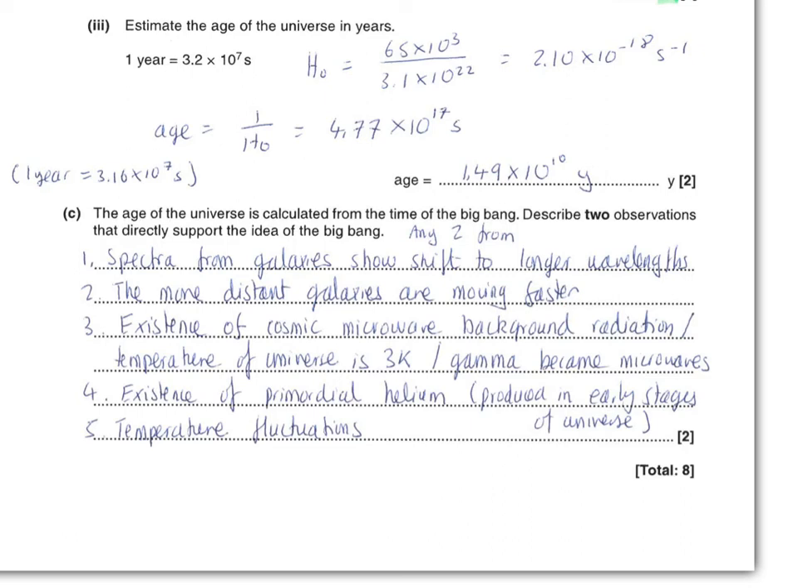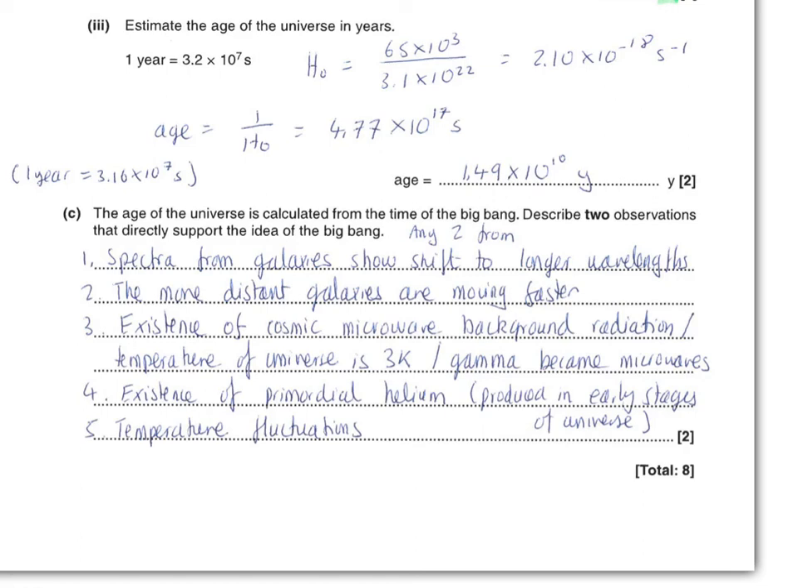Thirdly, you could point out the existence of cosmic microwave background radiation. The word microwave is important here. Alternatively, you might say that this corresponds to the universe having an average temperature of 3 Kelvin, or that gamma rays emitted during the time of the Big Bang have become microwaves as the universe has expanded and cooled.